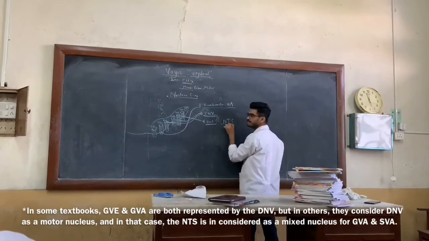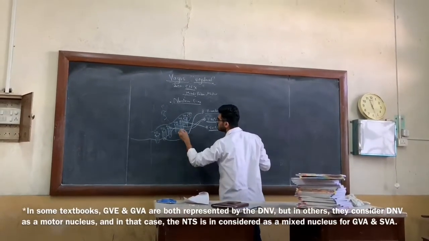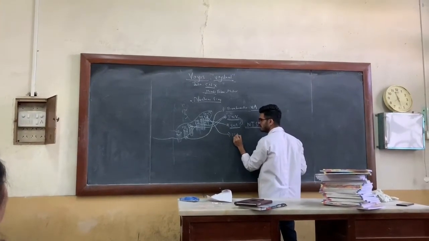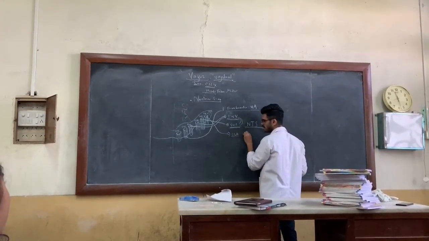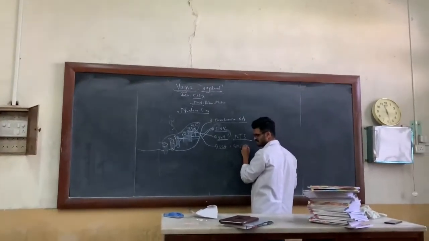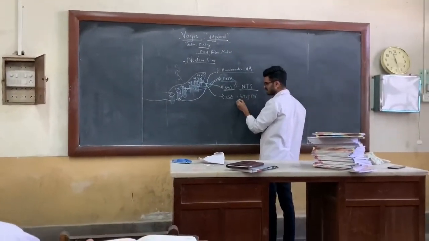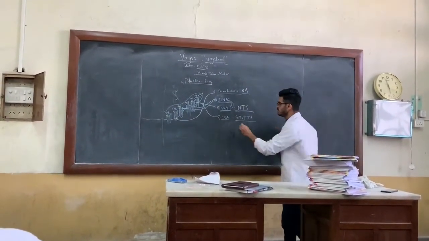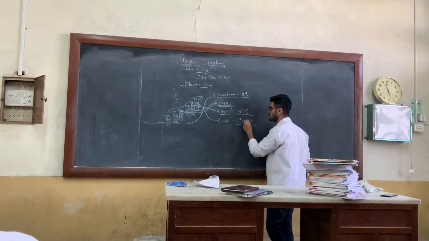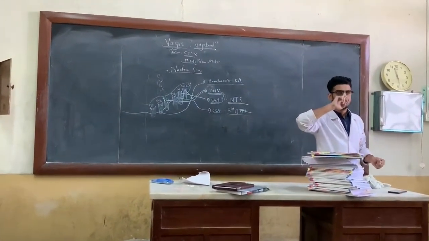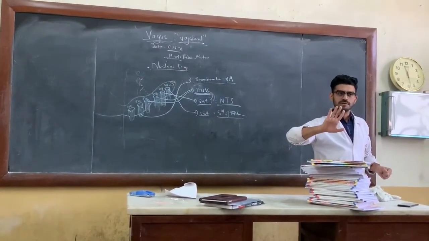You know what this is, right? Nucleus tractus solitarius. Then you've got this guy, GSA, that is carrying, you know what that thing is called, spinal tract of trigeminal nucleus. Am I missing out something? The spinal nucleus of trigeminal, whatever that is, fine. You remember that, you use that. And this is going to carry general sensation, right?